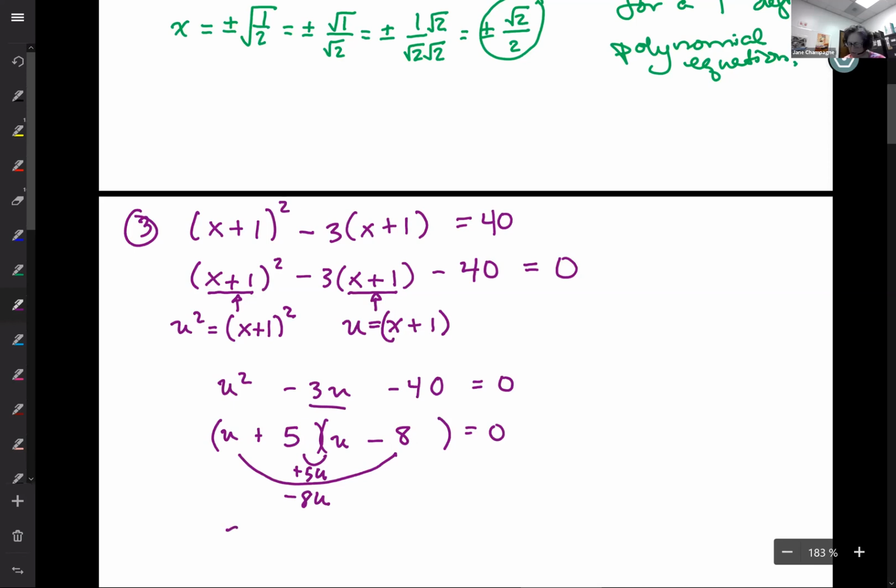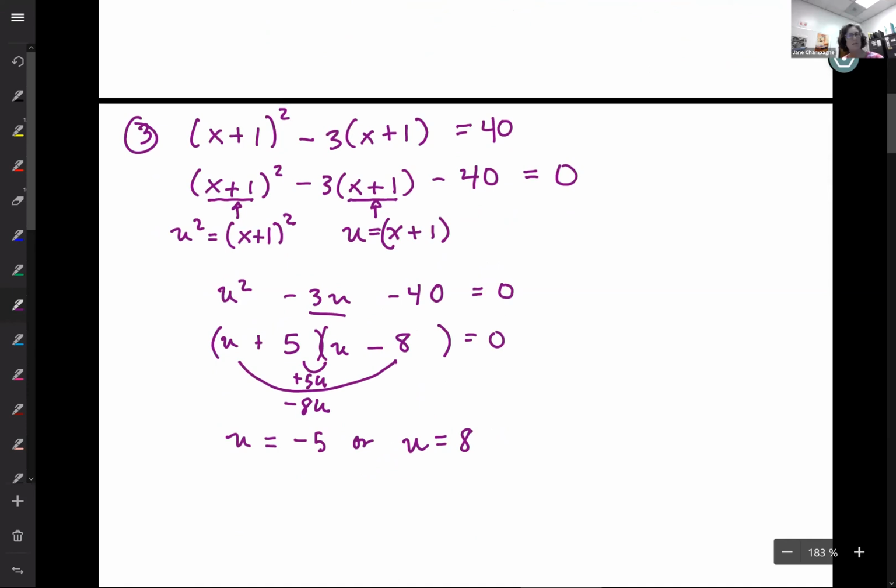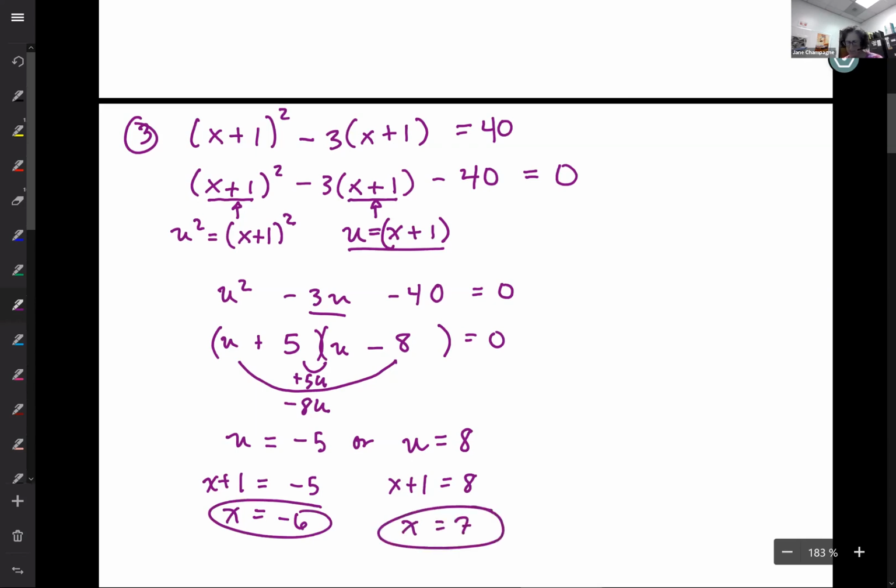All right, so u then is either negative 5 or positive 8, right? Because if you set those factors equal to 0, you add the opposite and get the opposite. So then we go back to x. U is equal to x plus 1. So x plus 1 is negative 5 and x plus 1 is 8. And then that's easy to get x. You just subtract 1 from both sides and get negative 6 and 7.